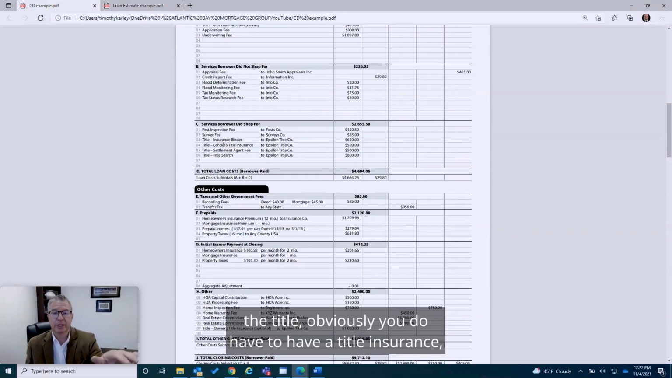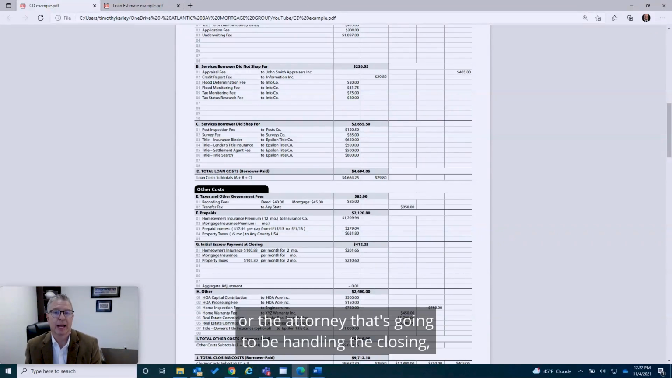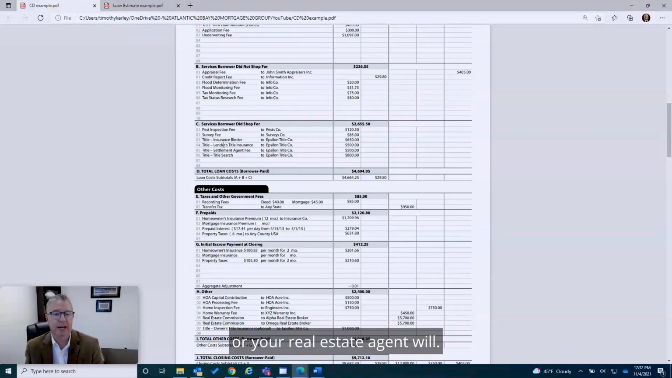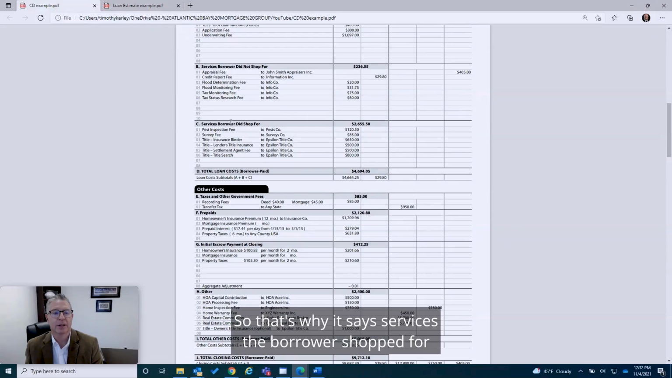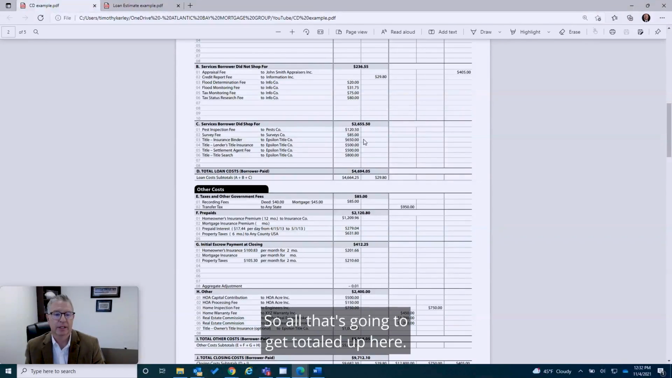The rest of the stuff, the title, obviously you do have to have a title insurance, but this would be a situation where you will pick the settlement agent or the attorney that's going to be handling the closing, or your real estate agent will. So that's why it says services the borrower shopped for, because you have the option to use any service provider or attorney that you want to in that case. So all that's going to get totaled up here.